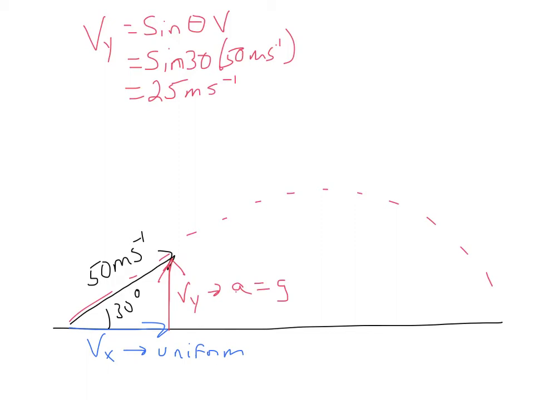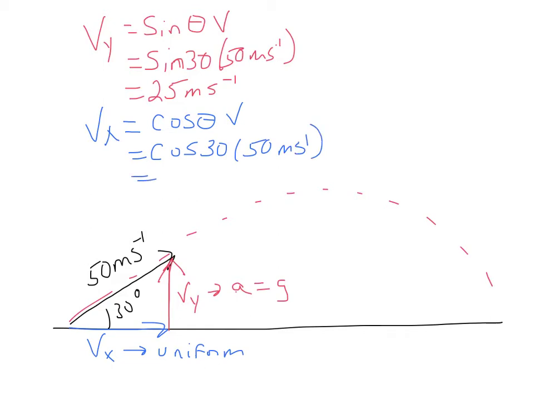If we do the same thing for our x component, it is adjacent, so we're going to use cosine theta times the initial velocity. So we have cosine of 30 times 50 meters per second, and that gives us an x component of 43.3 meters per second. Now with these two, we can find out everything else.